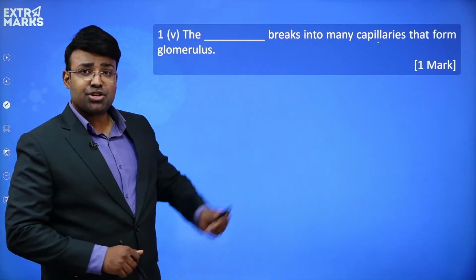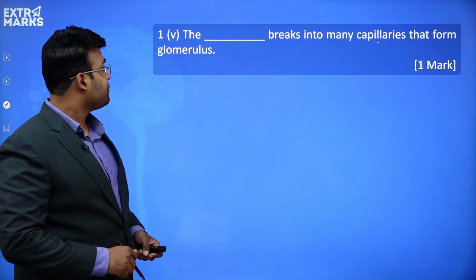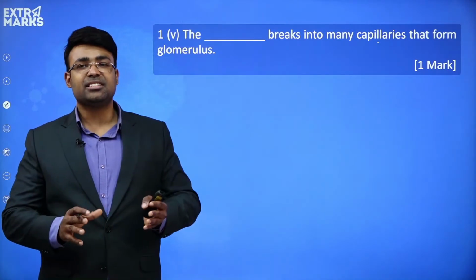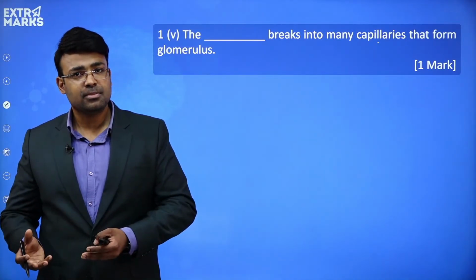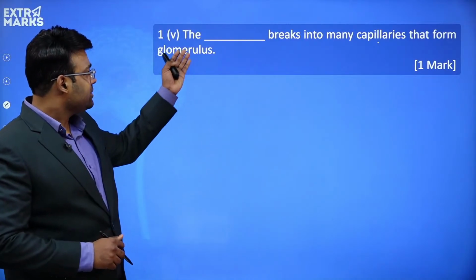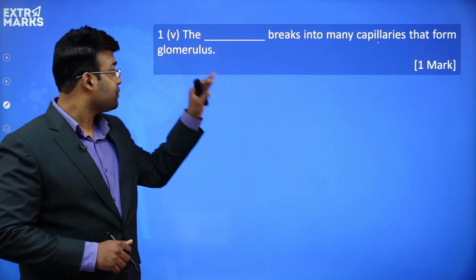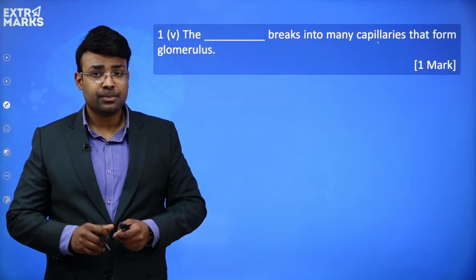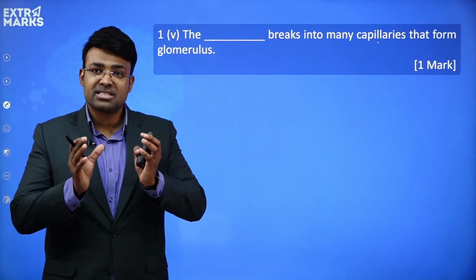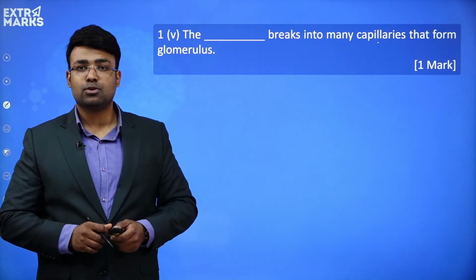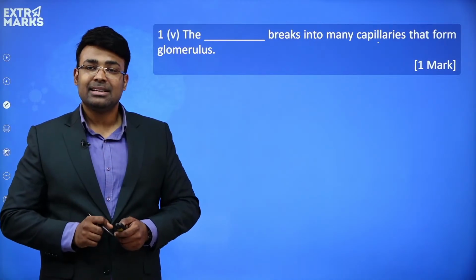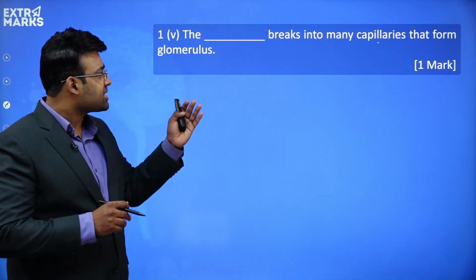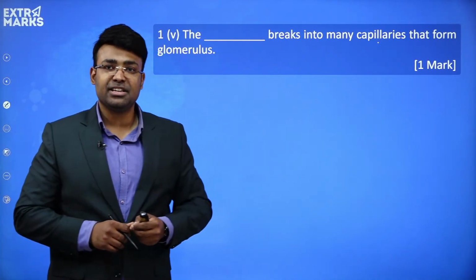The dash breaks into many capillaries that form the glomerulus. So this question has the glomerulus, which means it's a part of the excretory system. Glomerulus, we all know, is a part of the nephron. In the nephron we have the Bowman's capsule, and within the Bowman's capsule we have the capillaries. These capillaries are basically called the glomerulus. Now the question is asking what breaks into many capillaries of the glomerulus.